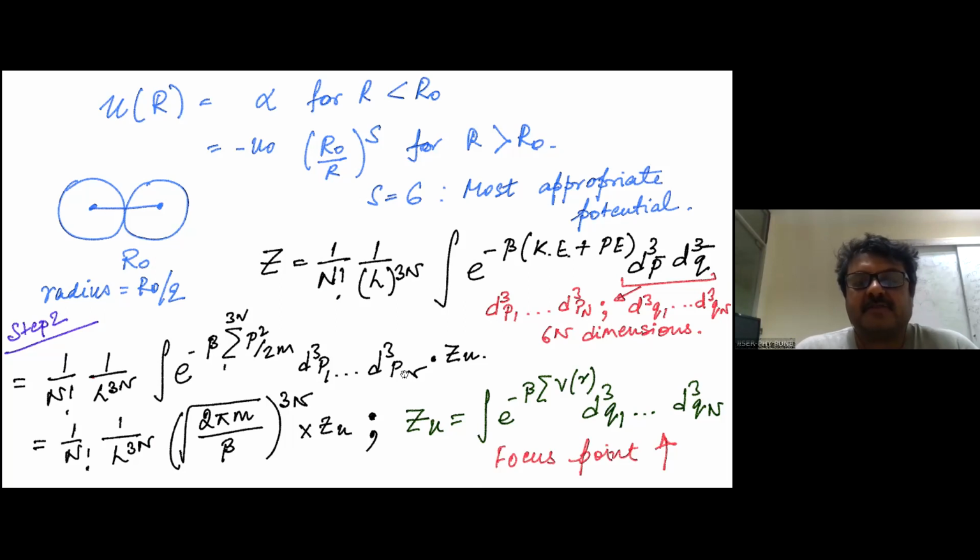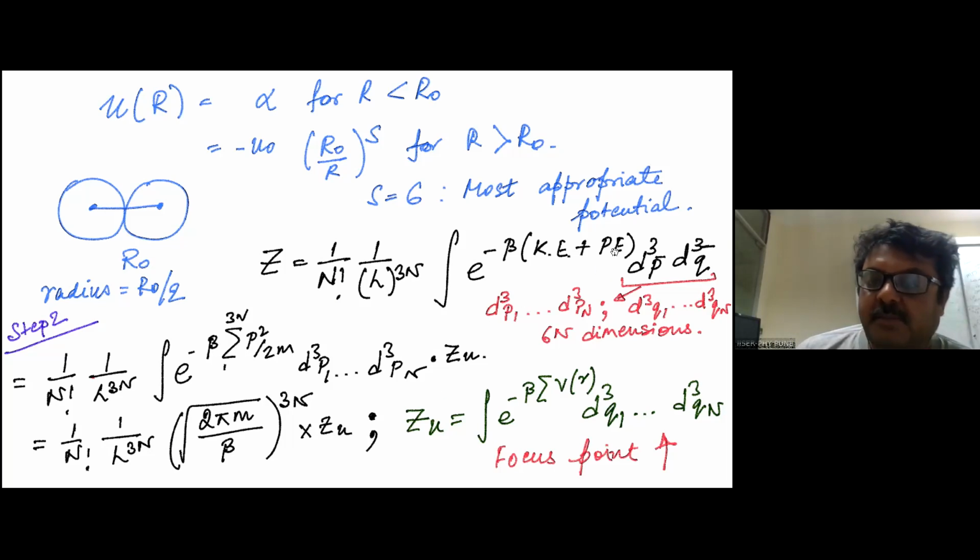So the momentum degrees of freedom, d3p1 through d3pn, that is very easy to calculate. These are just a set of Gaussian integrals, and there are 3n variables, so they can be separated out. This will become 1 upon n factorial times the phase space volume to the power 3n, and each of these integrals is going to give you square root of 2 pi m by beta, or 2 pi m kBT. Since there are 3n independent integrals, you get that to the power 3n, times ZU.